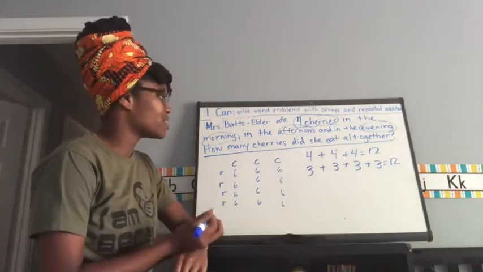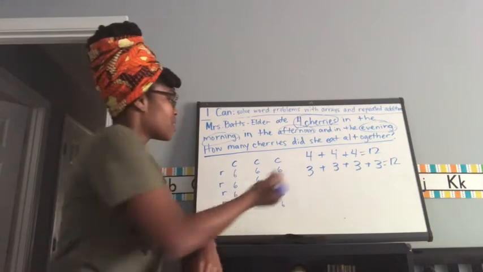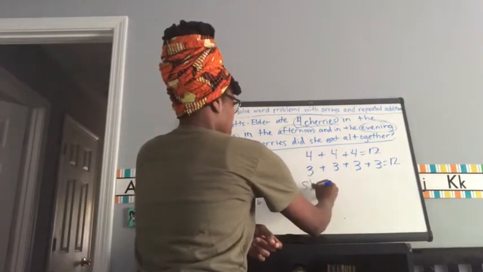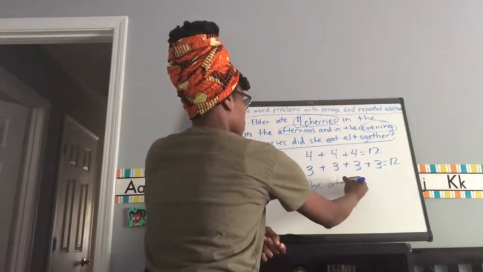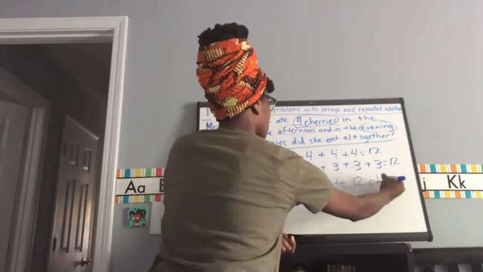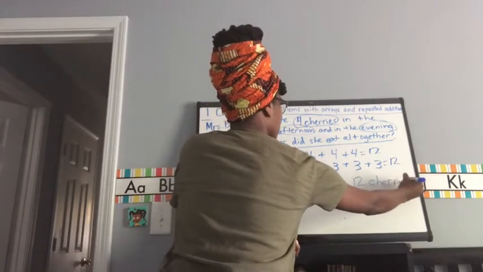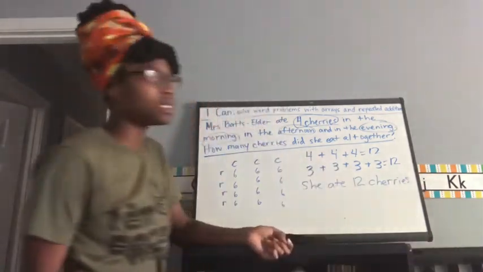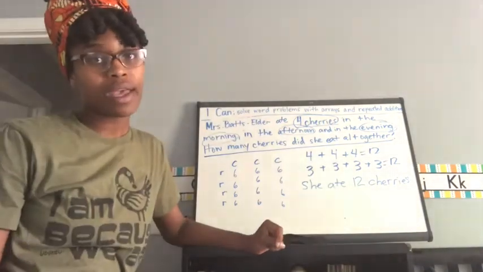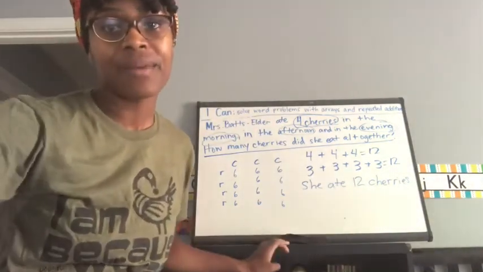So how many cherries did she eat altogether? She ate 12 cherries. Remember that complete sentence. Okay, I think you've got it now.